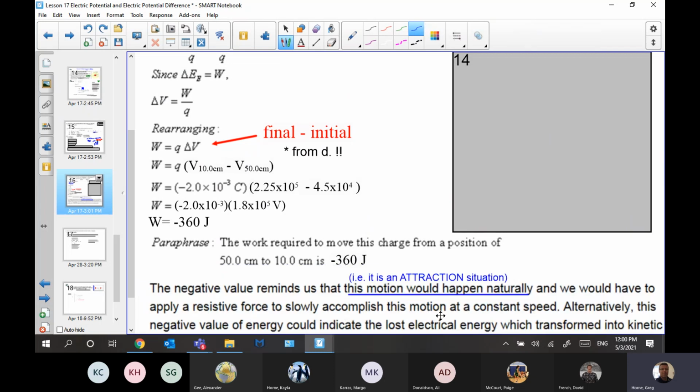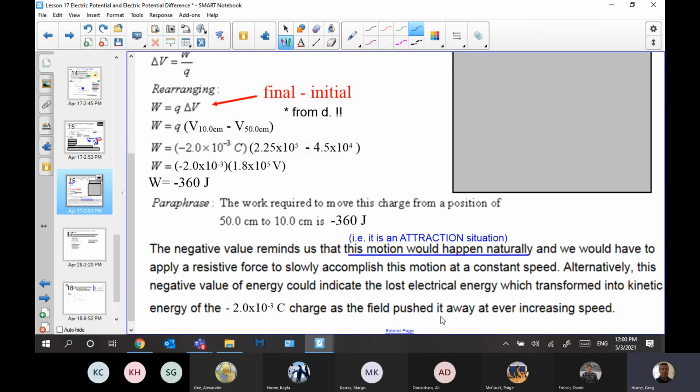And it's an attraction situation, right? This motion would happen naturally. We'd have to apply a force against it to stop it from just going like crazy and doing its thing.